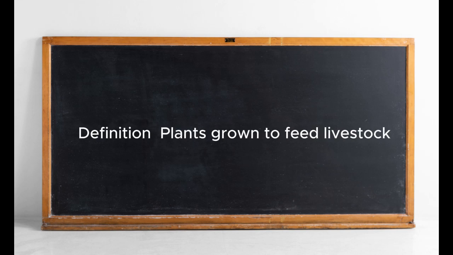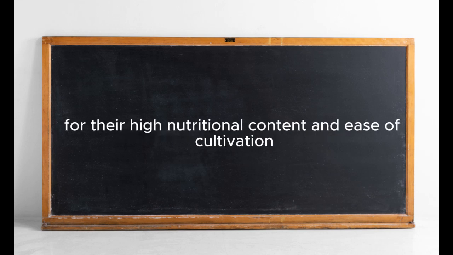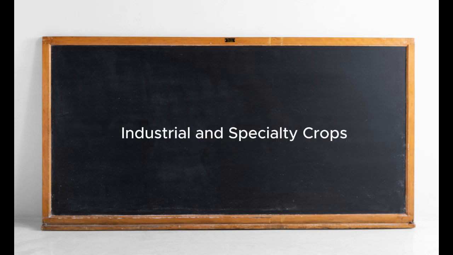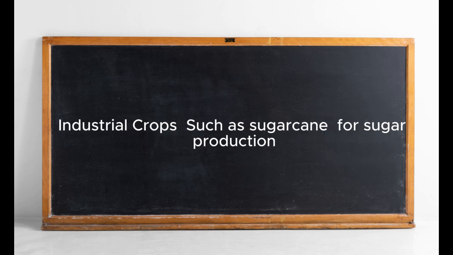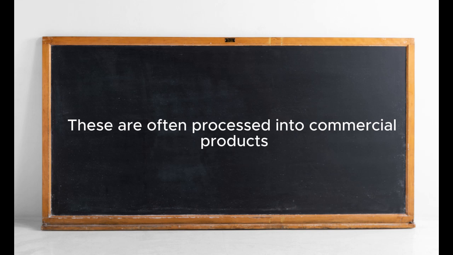Fodder crops definition. Plants grown to feed livestock. Examples: alfalfa, clover, grasses, and maize. Characteristics: these crops are selected for their high nutritional content and ease of cultivation. Industrial and specialty crops. Industrial crops, such as sugarcane, rubber trees, and tobacco. These are often processed into commercial products.